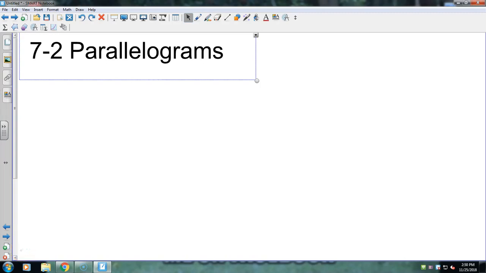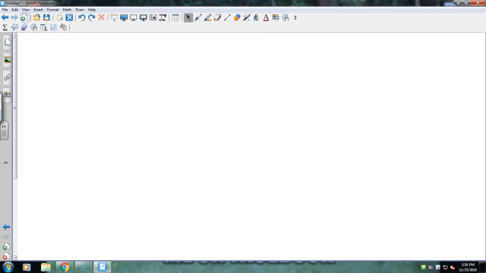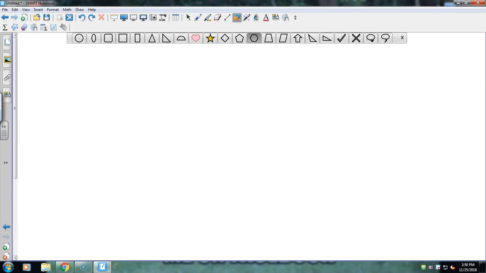Chapter 7, Section 2, we're looking at a specific shape this time. We're going to talk about parallelograms. A parallelogram is a quadrilateral, and so it has a lot of the properties of a quadrilateral, but some specific ones to parallelograms itself. So let's take a look at a parallelogram.